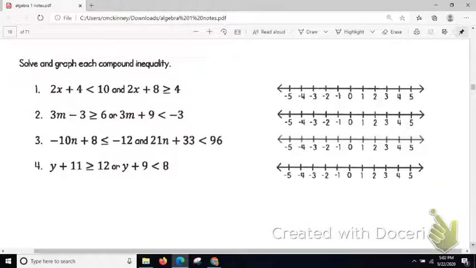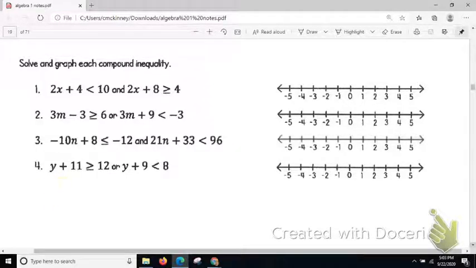So I'm going to just slide on down to this. When something says and, we want to think about where the two things intersect. And typically those are the ones that are going to be written on iExcel. They're already pushed together, like my last answer was. The ones that say or, you're going to graph them separately on the same number line, and they're typically going to go away from each other. So let's look at number 1.